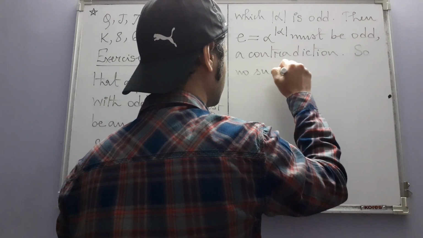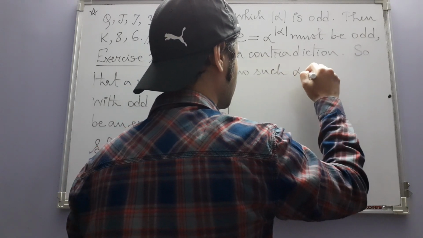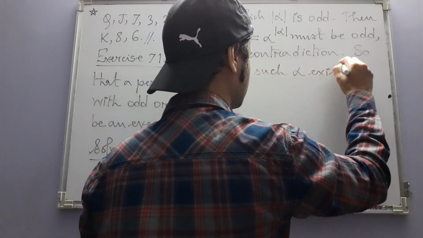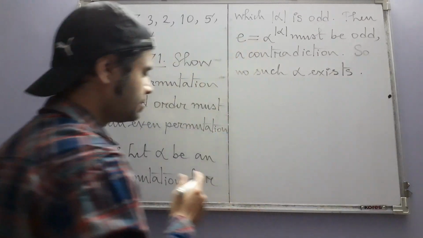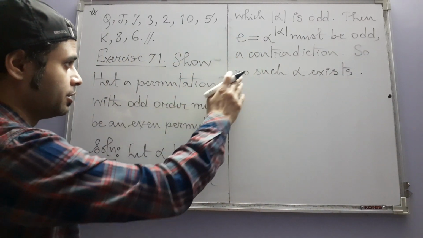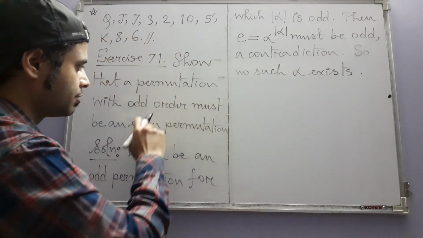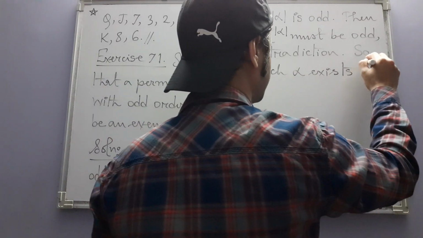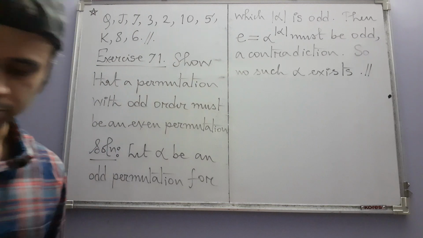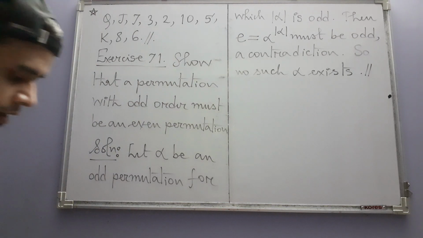No such alpha exists, and this last line is equivalent to what is being claimed. So that is the solution. Let's see the next one.